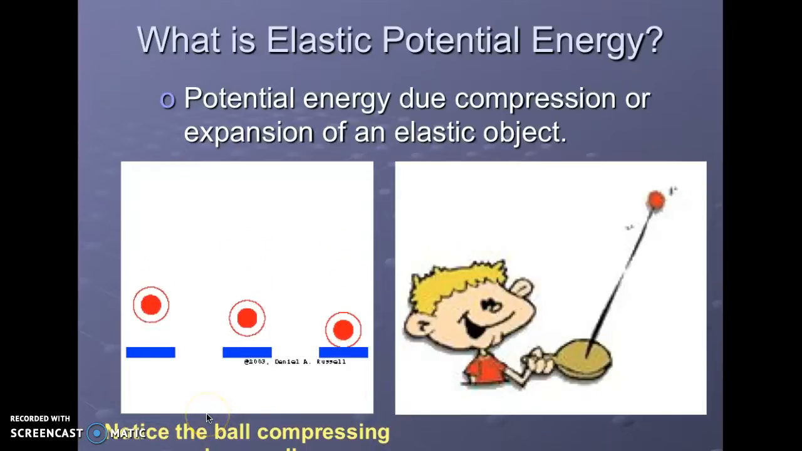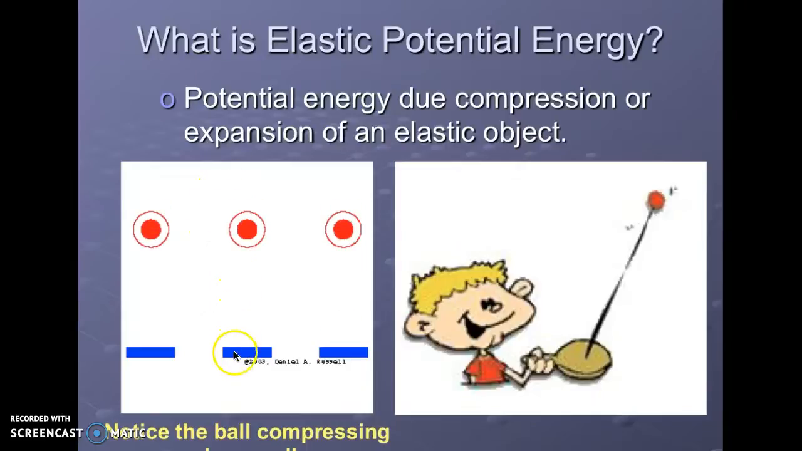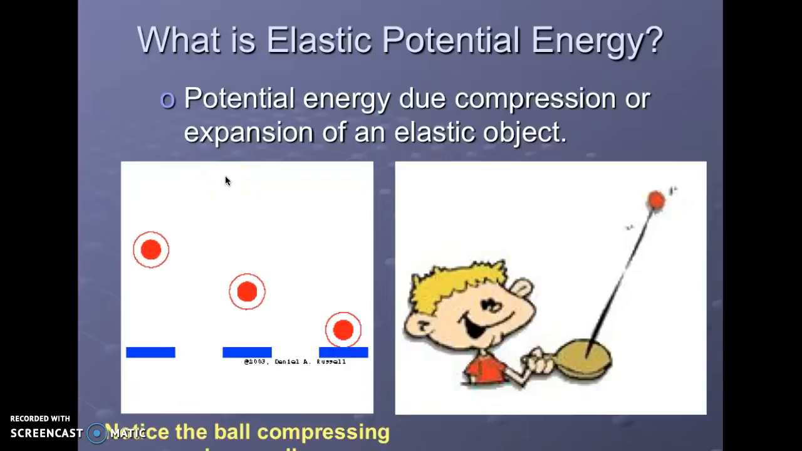If we look or notice, the ball is compressing and expanding. If we look at this diagram, if we're bouncing that ball back and forth, the ball is compressing once it moves towards the paddle and expanding once it moves away from the paddle. So elastic potential energy deals with energy due to its compression.